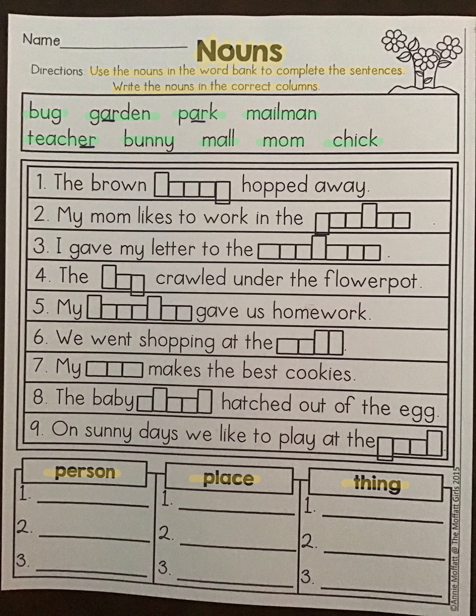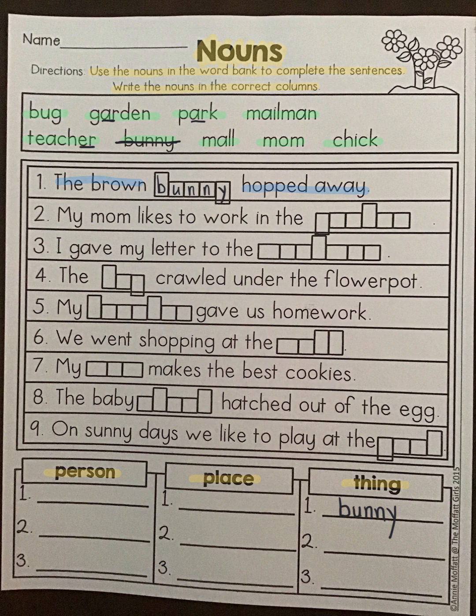Our first sentence says, the brown blank hopped away. The brown bunny hopped away. E. And remember how Y can say E at the end of the word. I'm going to cross off bunny when I've used it to help myself stay organized. Now, boys and girls, is bunny a person? No. Is it a place? No. Is it a thing? Yes, because it's an animal. So we will write bunny underneath our thing category.